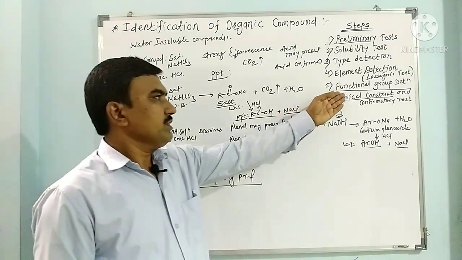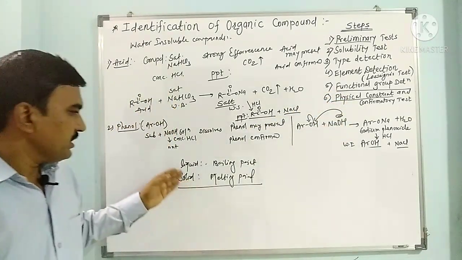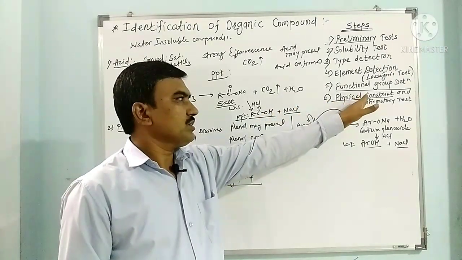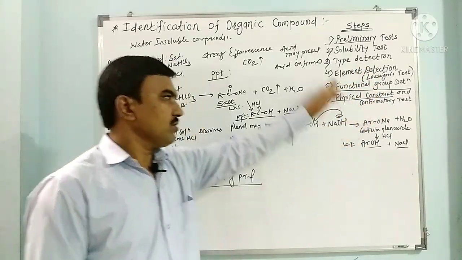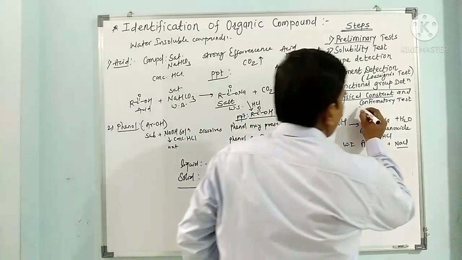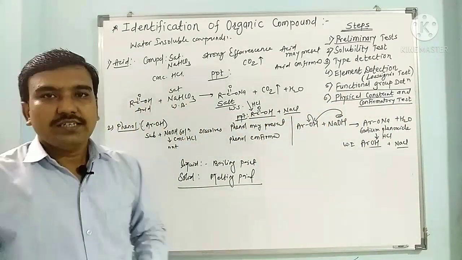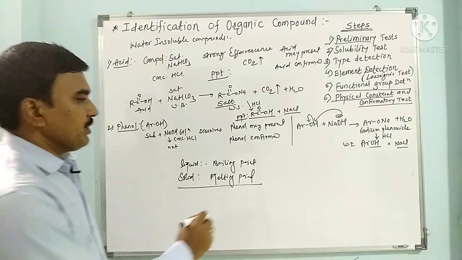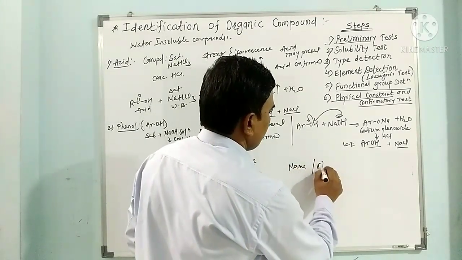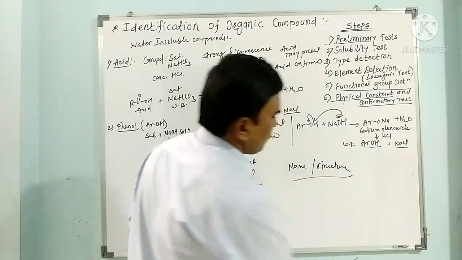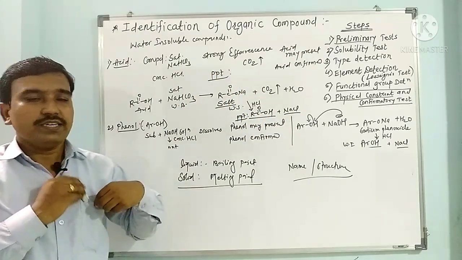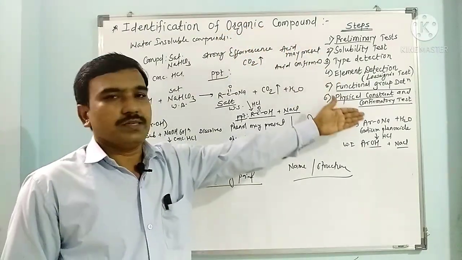Once we get the functional group and the physical constant, liquids boiling point and solids melting point, and all this information, functional group, elements, then by using a confirmatory test, the last step, we can get the name and structure of the compound. So finally we get the name and structure of the compound. In this way organic compounds are identified using these steps.